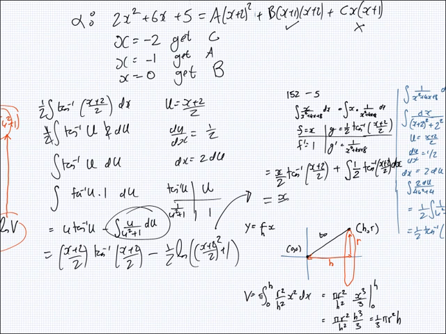So we have x plus 2 tan inverse of (x plus 2) over 2 plus that thing, which is that there.